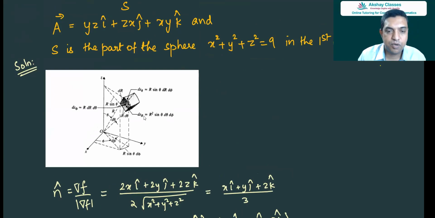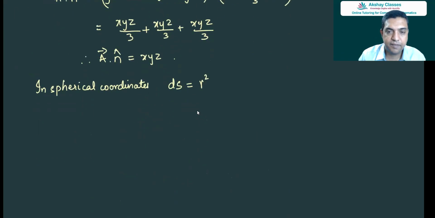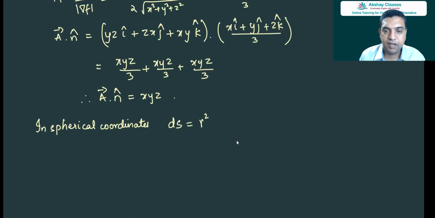ds along the radial direction. The figure is not correctly pointed out, but it's at the bottom here along the radial direction. R square sine theta d theta d phi. R square sine theta d theta d phi. Okay.